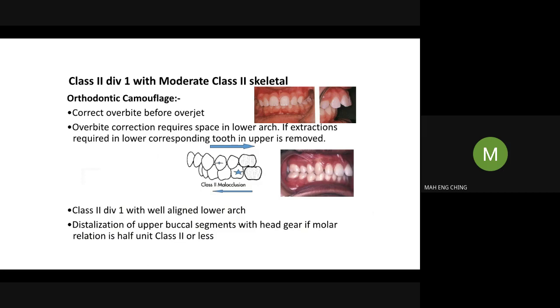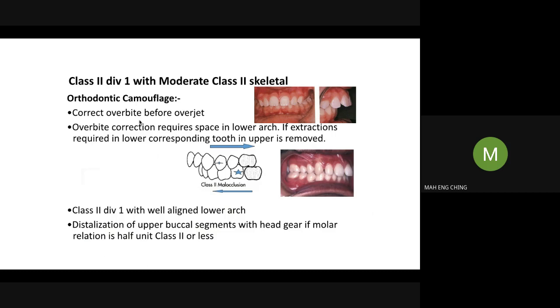So when it comes to a moderate case, a lot of the time we can do orthodontic camouflage. It means you take out some good teeth, then change the incisor angle. By doing that, you consider it orthodontic camouflage. We are not changing the skeletal pattern. We just do extraction, then change the upper incisor angle from proclined, and you bring it back, it becomes upright. Then that's considered camouflage treatment.